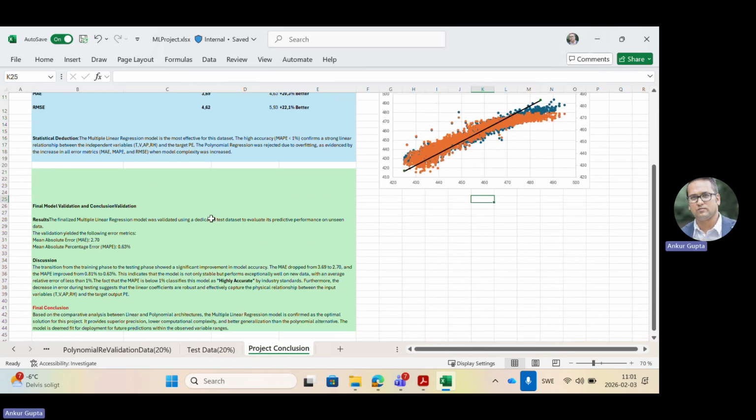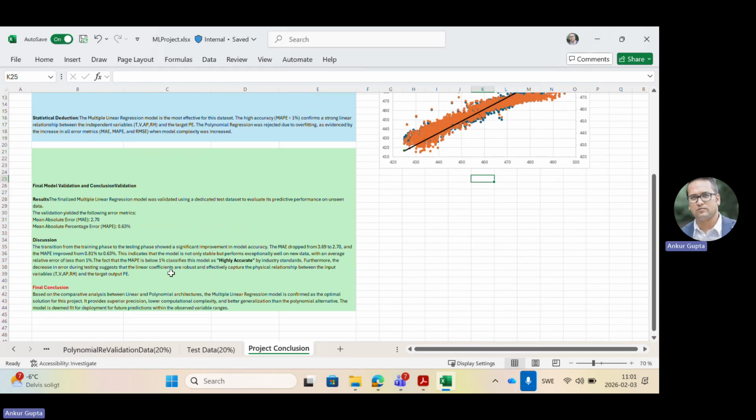In the final model validation and conclusion, we say the finalized multiple linear regression model was validated using the dedicated test dataset to evaluate its predictive performance on unseen data. The validation yielded the following error metrics. Mean absolute error was 2.7 and mean absolute percentage error was 0.63%. The transition from training phase to testing phase showed a significant improvement in our model accuracy. The MAE dropped from 3.69 to 2.7 and MAPE improved from 0.81% to 0.63%.